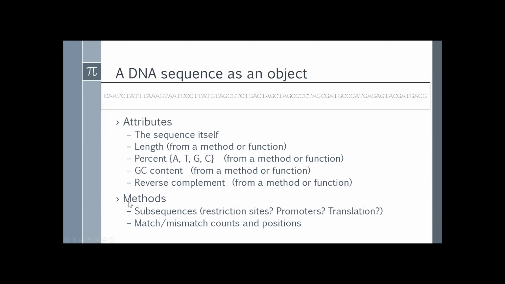There's also going to be some methods you can do. So for example, getting subsequences or looking for restriction site sequences, promoters or translation start sites. You can also, and this has to be a method, look for matches and mismatch counts and positions. So a couple things to think about with attributes. Typically, attributes are going to be things where you don't have to get any outside arguments. So the sequence itself, presumably once you have your DNA sequence set and you create an object around it, you're not going to change it. If you need a different DNA sequence, you just make a new instance of the DNA sequence class. Since the sequence itself won't change, the length is going to be fixed. So that's something else that you can pretty much keep static.